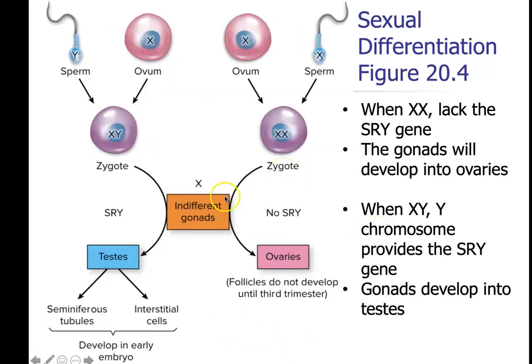Okay. So when XX, typically people are going to lack the SRY gene, although again, there are examples where you have transfer of the SRY gene onto an X chromosome, and then you might have male typical characteristics or testes developing in an XX person. But when somebody's XX and they lack the SRY gene, the gonads are going to develop into ovaries. When somebody's XY and their Y chromosome provides the SRY gene, the gonads are going to develop into testes. And then you can get follicular development in the ovaries or sperm development in the testes.